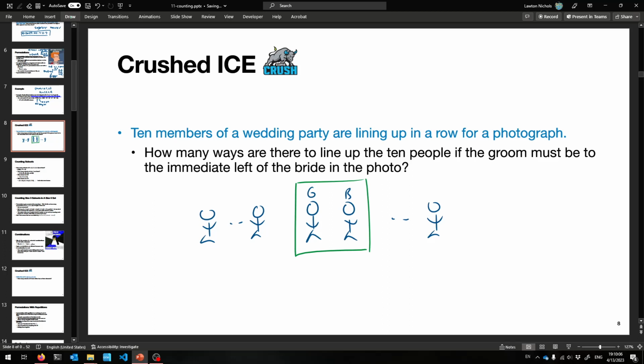The secret for counting all the ways where the groom is next to the bride is you just count these 2 people together, count the groom and the bride in that order as a single person, because they need to be moved as a chunk. Do you see that? That's the trick. Count as one person.